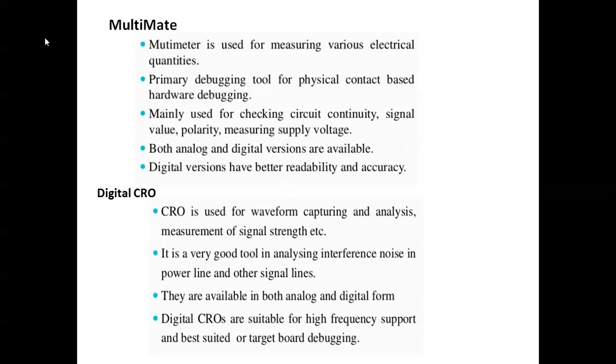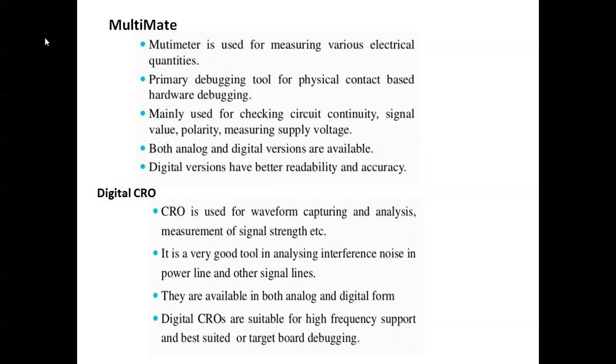Then the multimeter. It measures various electrical quantities. That is called a multimeter. It's a primary debugging tool and a physical contact based hardware debugging tool. Mainly this is for checking circuit continuity, signal value, polarity and measuring supply voltage. This is used in both analog and digital. The digital version is somewhat better, that means it will give readability and accuracy.